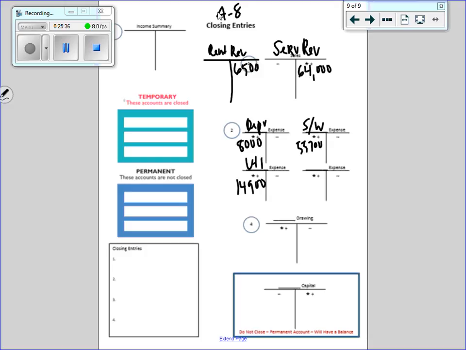Okay, so you're going to have your number here to close sales. You're going to have your number over here to close expenses. And what I'm telling you is your expenses are going to be greater than your revenue, so then you'll have to plug in a number as the credit.